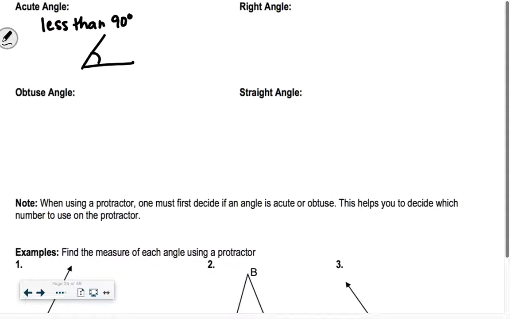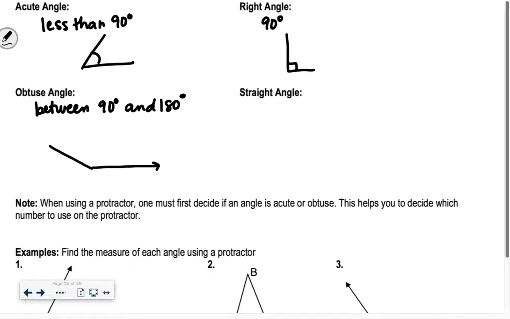Okay, right angle. Yeah? 90 degrees exactly. And we draw a little square, like a little box in the corner to indicate 90 degrees. Obtuse angle. Between 90 and 180. Not including those numbers, right? So that would be an angle like this. And then a straight angle, 180 degrees, exactly. So it's straight like this. That would be a straight angle.